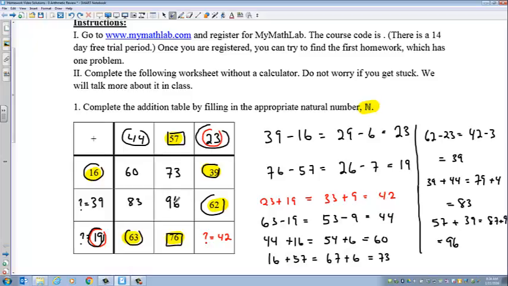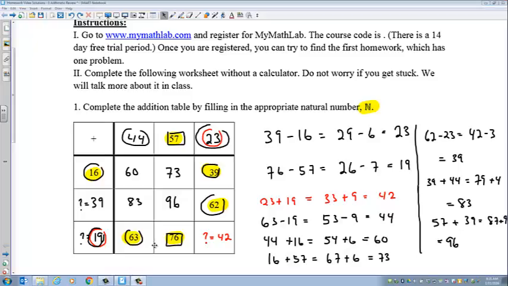So 96. So these types of problems not only help you practice your basic addition skills, but they also help you practice your basic problem solving skills by breaking a problem down to easier problems and then pulling it back together to get your answer.